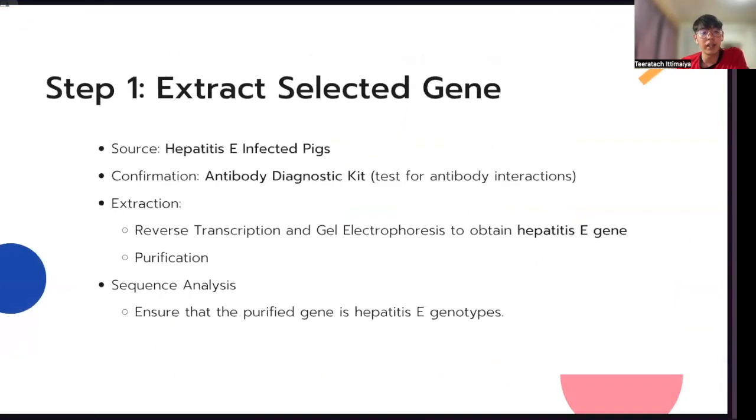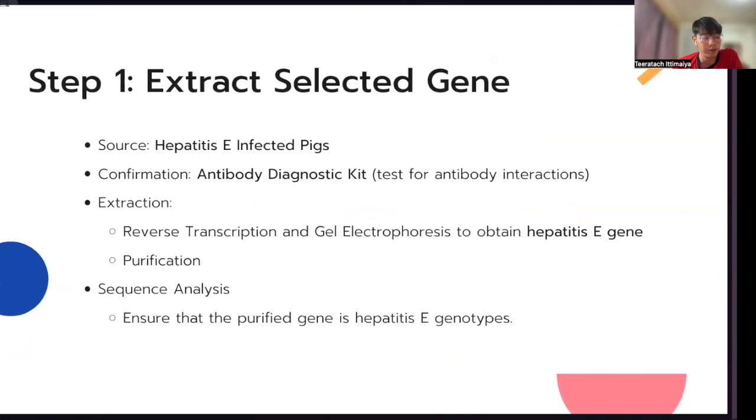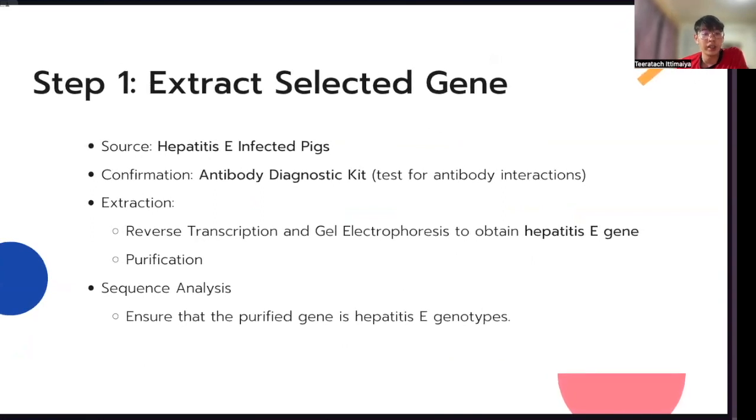The first step is to extract the genotype of the HEV virus. According to the article, HEV samples are collected from HEV infected pigs. Samples are tested with an antibody diagnostic kit to ensure infection. Only the positive test samples are processed by reverse transcription and gel electrophoresis to obtain the HEV gene. Then they are purified and analyzed to check whether or not they are HEV genotypes.